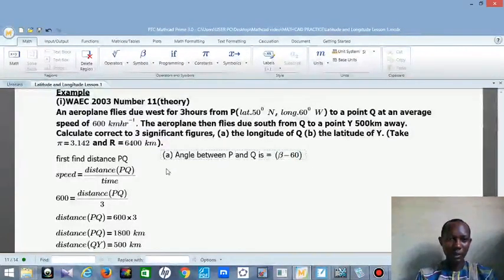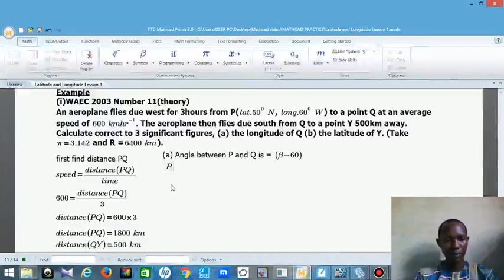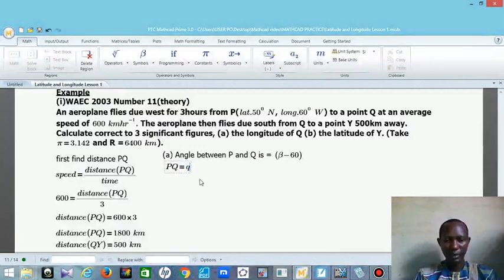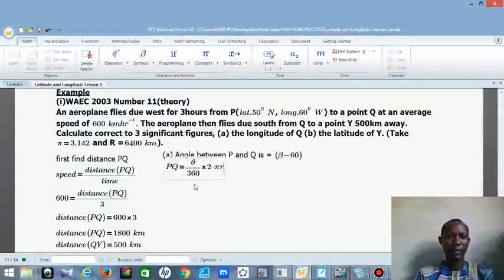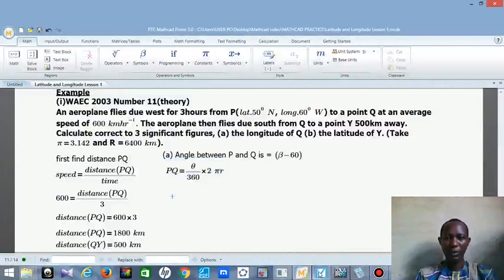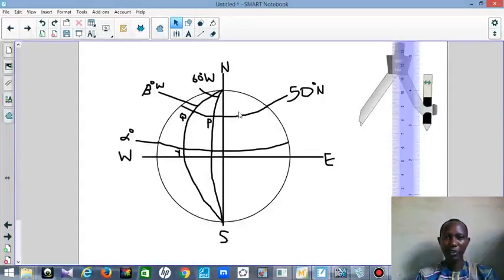Okay, so now let's go to our solution. So distance PQ, we have calculated it as 1800. So PQ will be equals to theta over 360, theta over 360 times 2 pi r. Remember, that is the same formula we use. You know why we are using small letter r? Because P and Q, they are standing on the small circle. So you use small letter r.